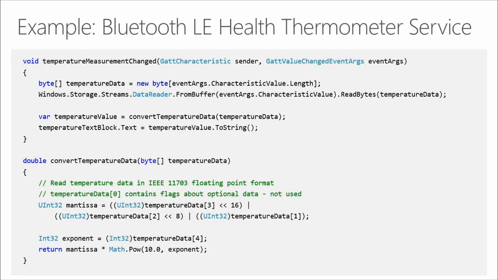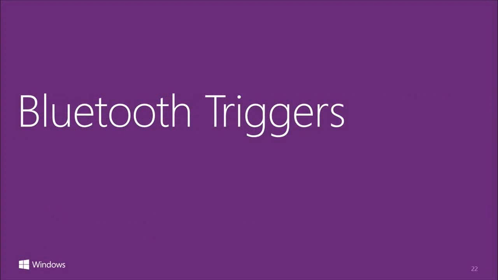And you then obviously have a temperature measurement changed event handler where you get some data and you would read it, and the bottom method there simply converts the byte data that you get from the Bluetooth LE device into something that we can actually read. So it comes out with the real number. So there's some bit shifting you have to do to figure out the data, and that again will be in the specs for the particular Bluetooth service.